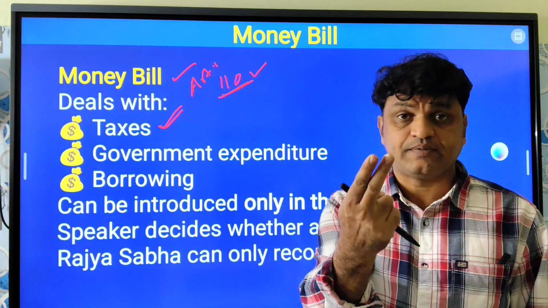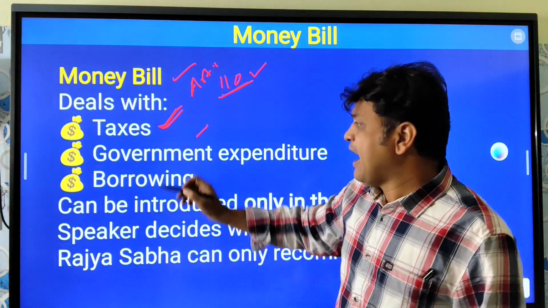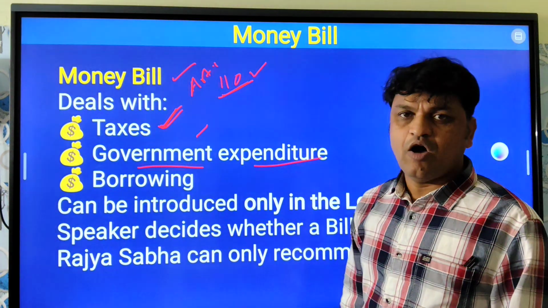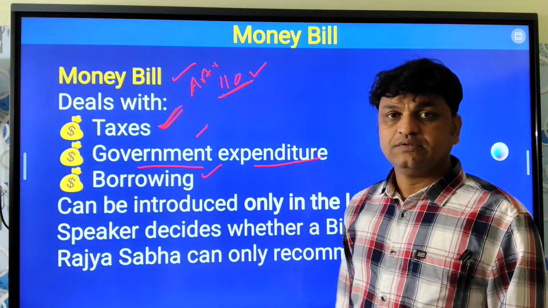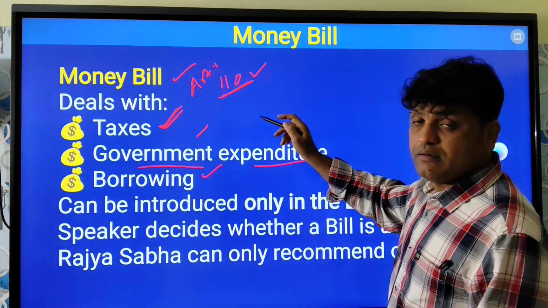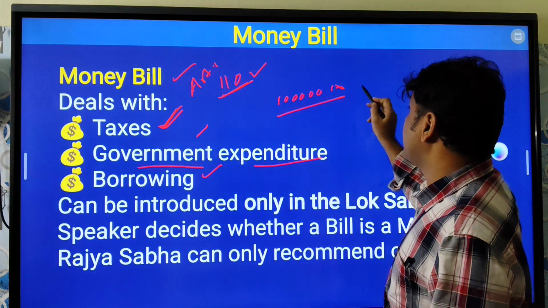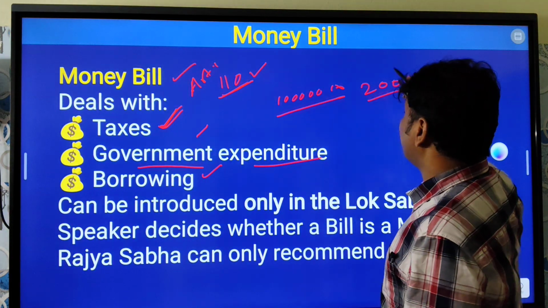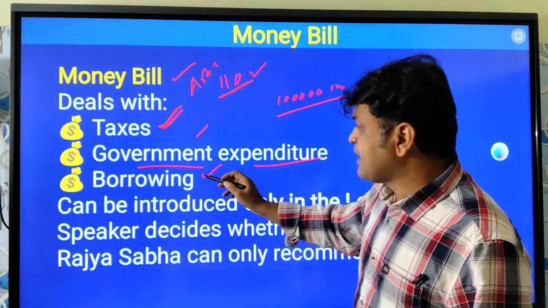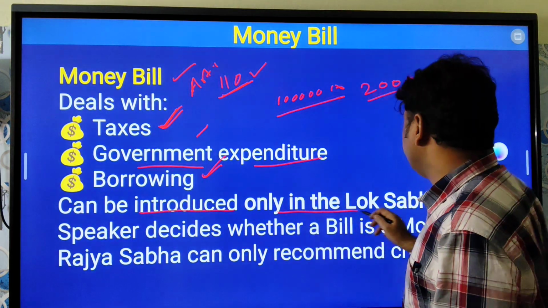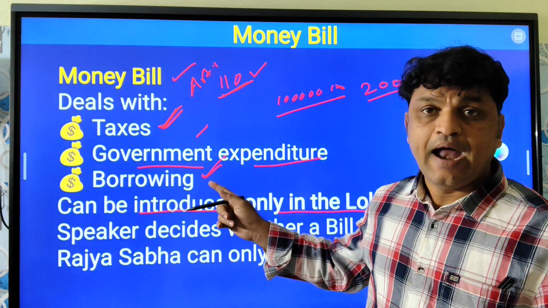There are, I told you, two types of taxes, direct tax and indirect tax. Taxes come under the money bill, and government expenditure, how much the government is going to spend, everything should be mentioned in the money bill. And borrowing: suppose the government is getting only 1 lakh crore through revenue and taxes, but is spending 2 lakh crore. The remaining 1 lakh crore is borrowed from the banks or the World Bank or IMF or whatever it may be. This money bill can only be introduced in the Lok Sabha and not in the Rajya Sabha.